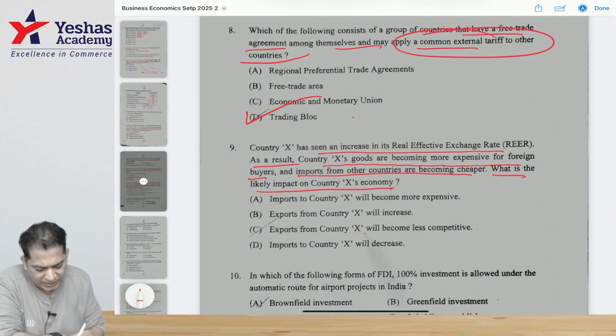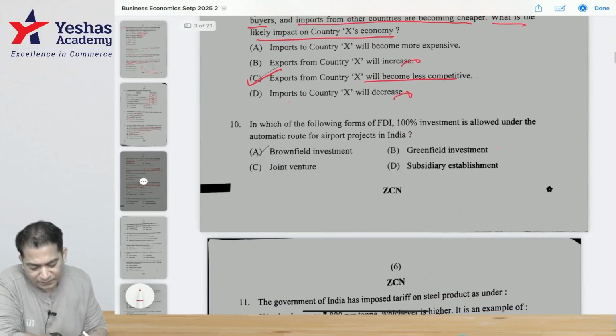So exports from country X will become less competitive. This is correct. Imports from country X will become more expensive. No, imports will become cheaper. Exports from country X will increase. No, it will decrease. Imports from country X will decrease. No, it will increase.